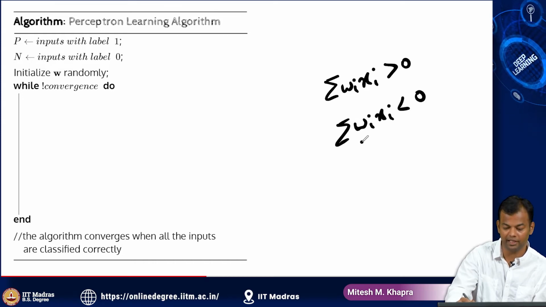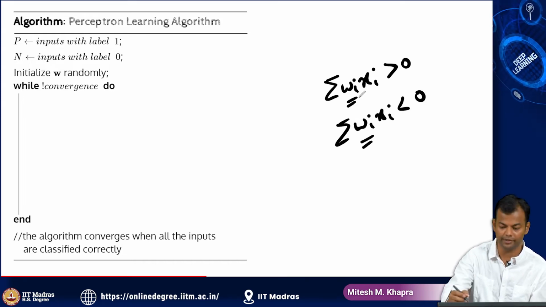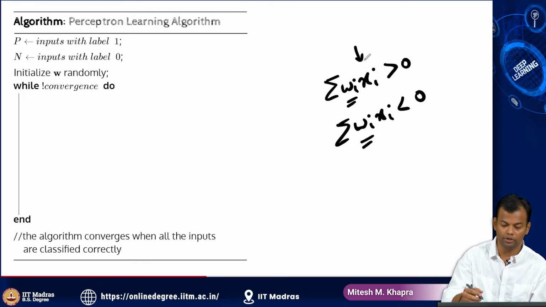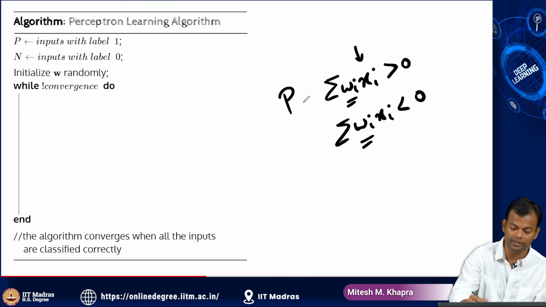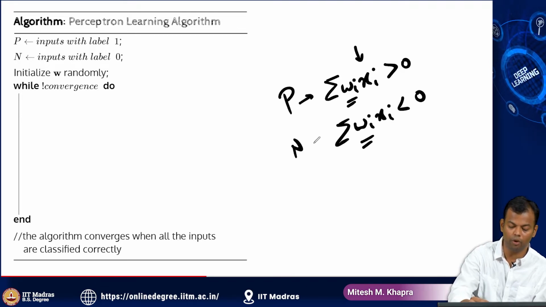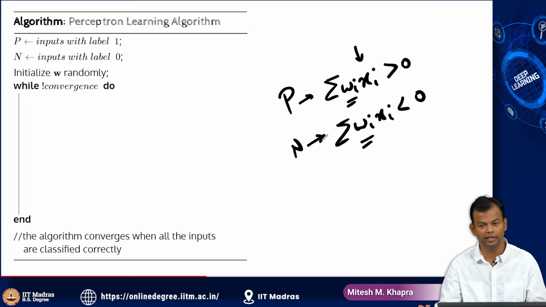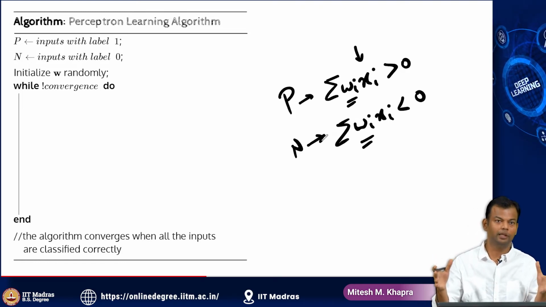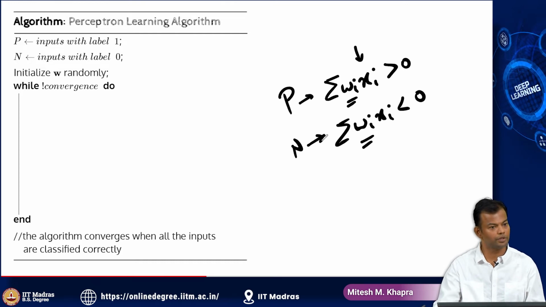That means if I have magically reached a configuration where I have learned the wi's, of course xi's I don't have control over. These are the data that have been given to me. So if for all the positive points this condition is satisfied, and for all the negative points this condition is satisfied, that means I have to be able to clearly separate my training data. And that's what I'll define as convergence.